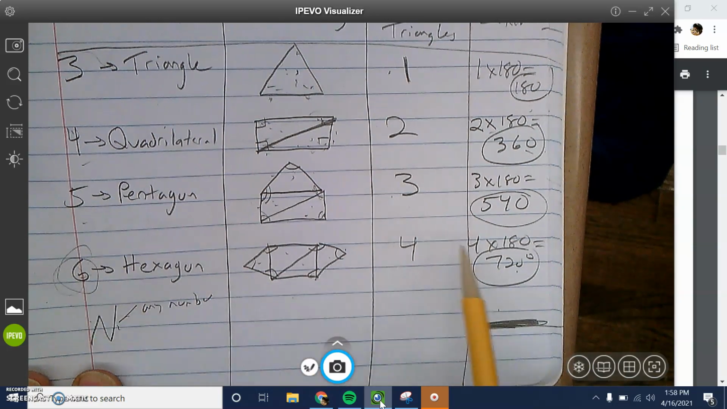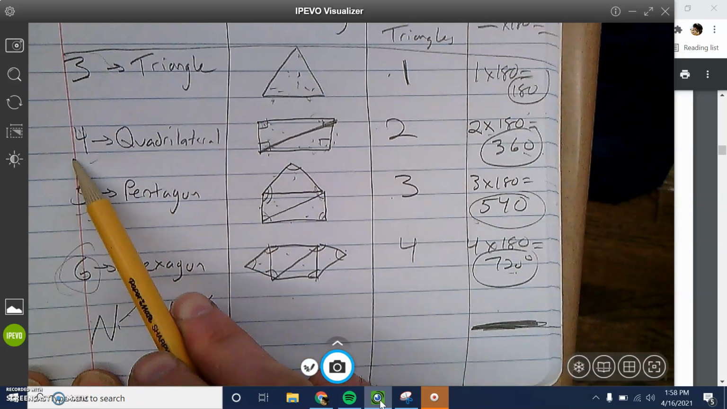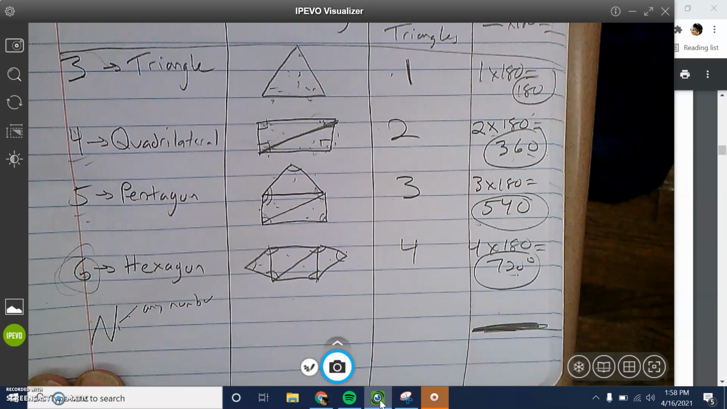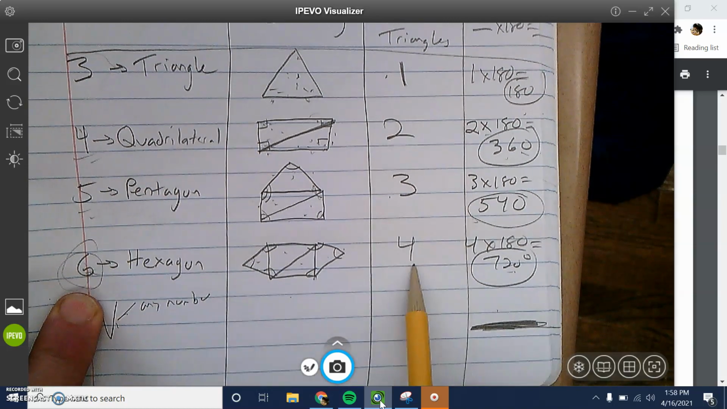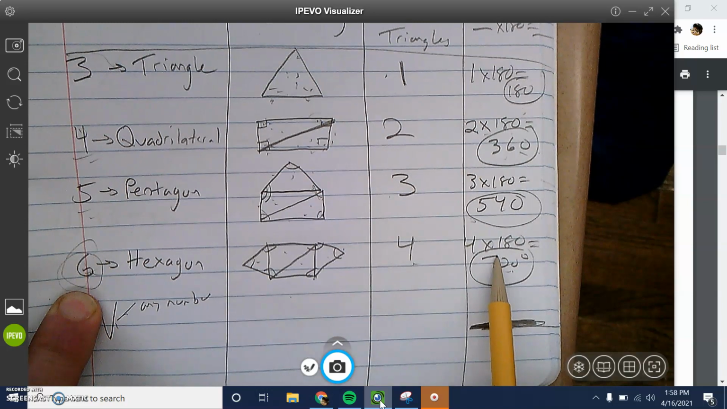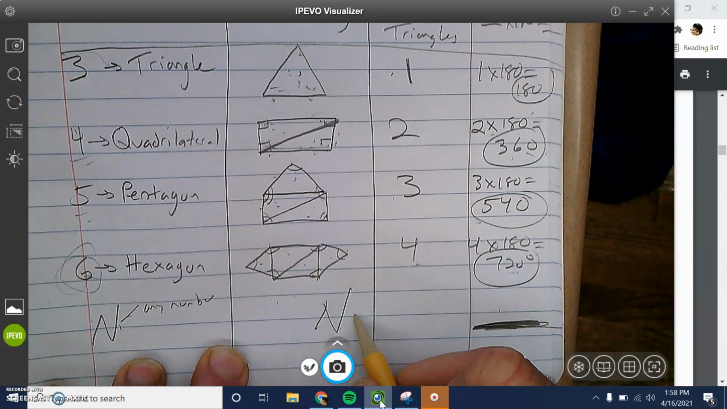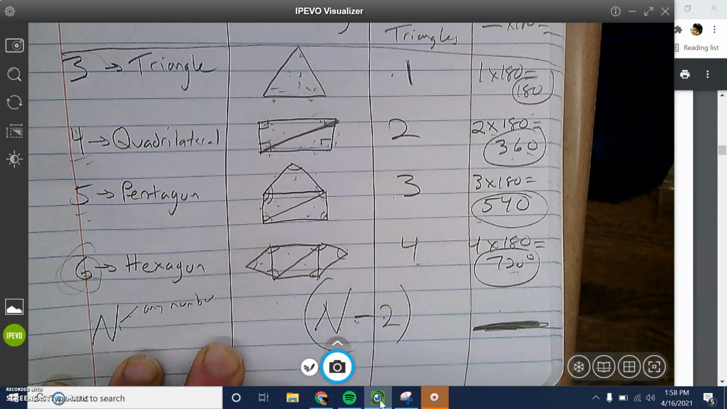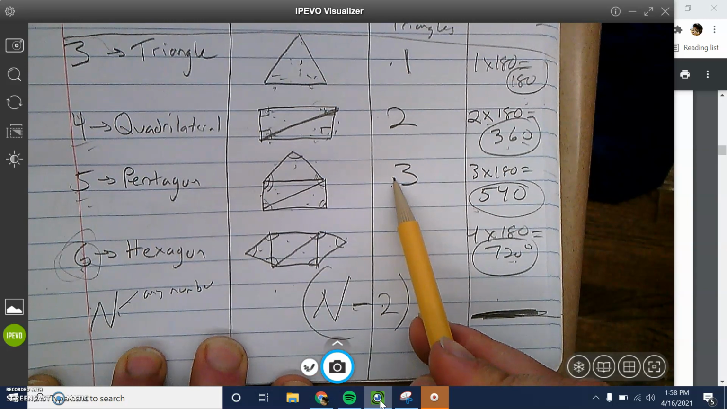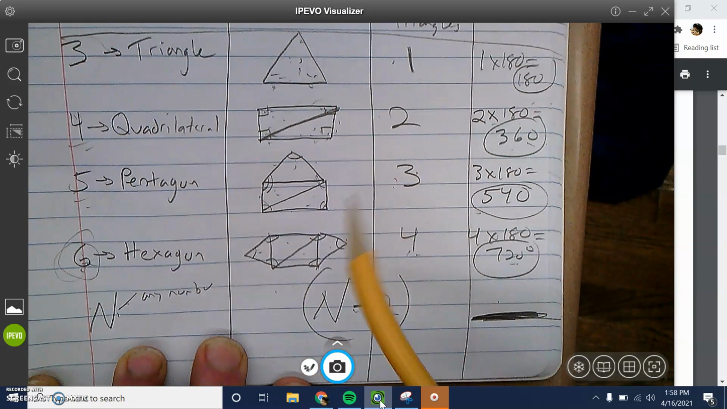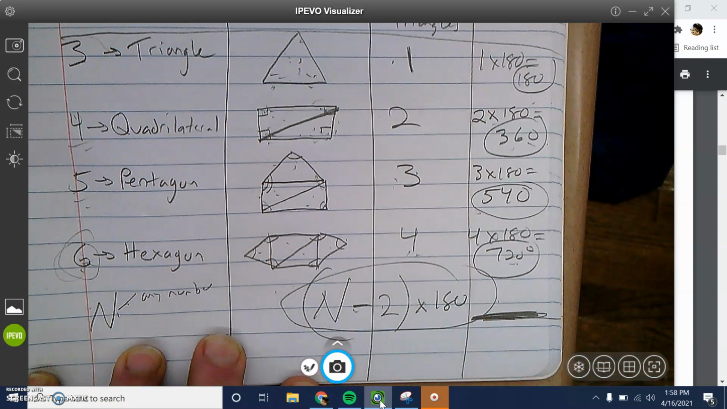So if I give you this, how can I get this? If I give you this, how can you get this? If I give you this, how can you get this? You see it? I see it. So no matter what the number is, you subtract 2, and then you times 180. So you take the number of sides, you subtract 2, and that gets a number of triangles, right? 6 minus 2 is 4. That's 4 triangles. 5 minus 2 is 3, so that's 3 triangles, etc. Times 180. There we go.